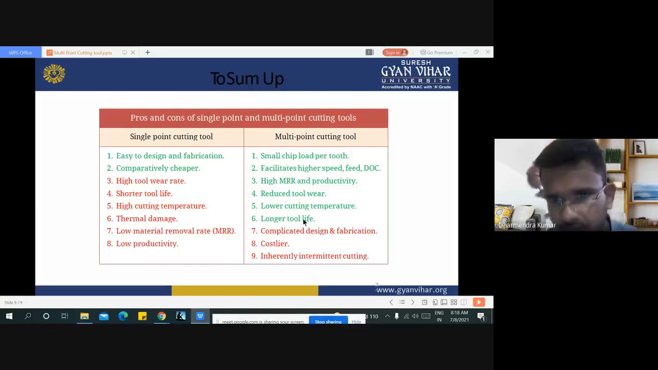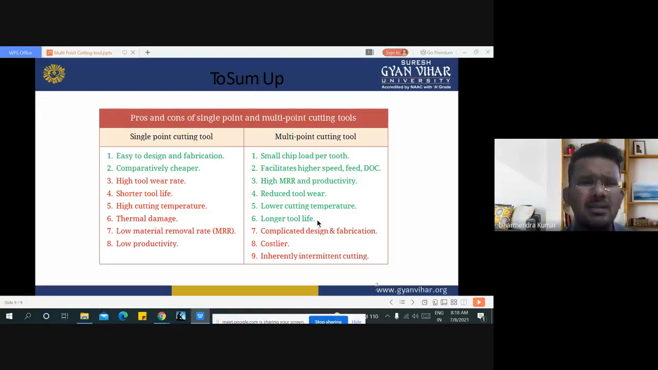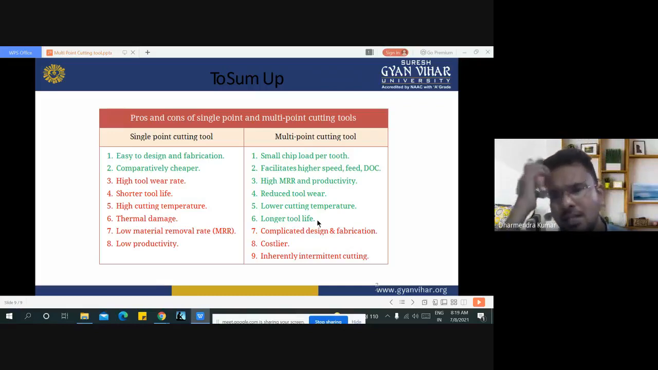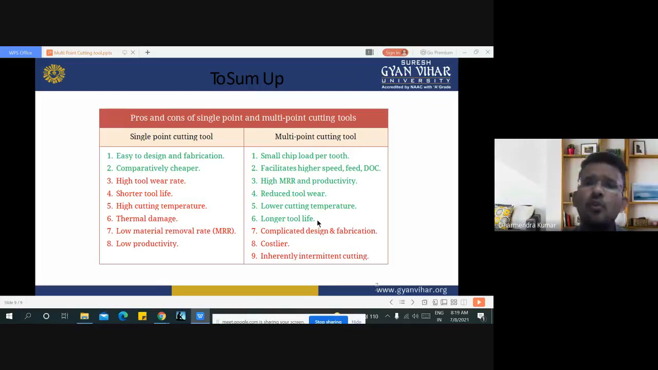But the generation of heat at the place of contact between the multi-point cutting tool and the workpiece is much lower than the single point cutting tool, and due to this very little thermal damage occurs, because no more temperature is rising at the place of contact between them. Thus it improves the overall tool life of the multi-point cutting tool.